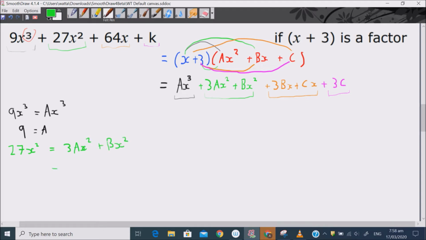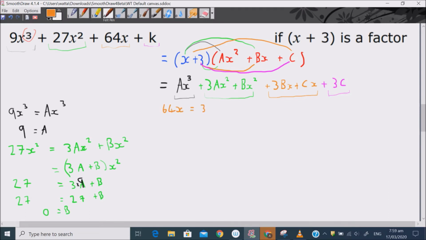That has to be equal to this bit. Now because we know that a is 9, we can work out, so if a is 9, 3 times 9 is 27, that means b has to be equal to 0. So we know b is 0.